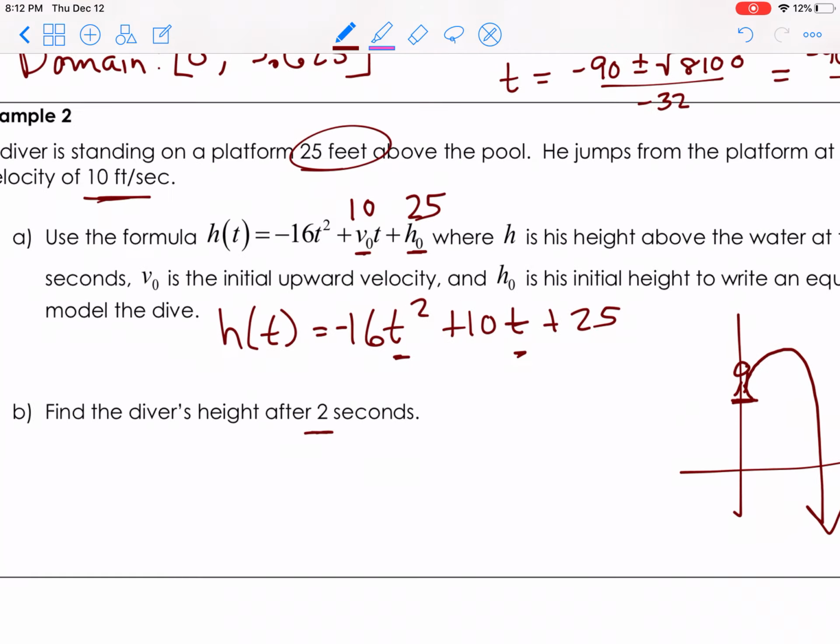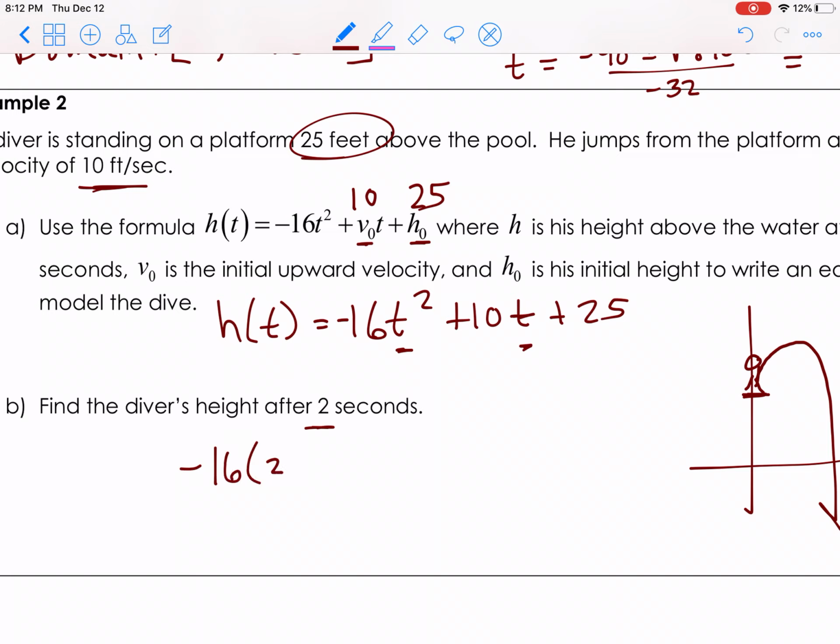So I'm going to go ahead and replace t with 2, and that will tell us the height at 2 seconds. Negative 16 times 2 squared plus 10 times 2 plus 25. This is giving me negative 19. So at 2 seconds, my person is going to be negative 19 feet from ground level.